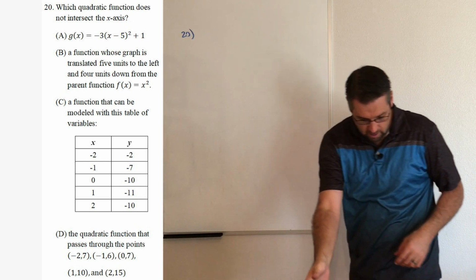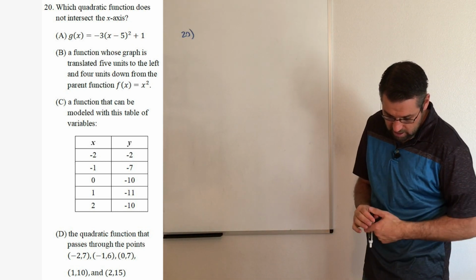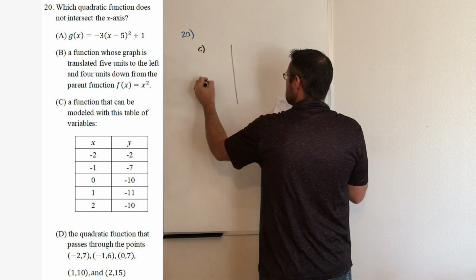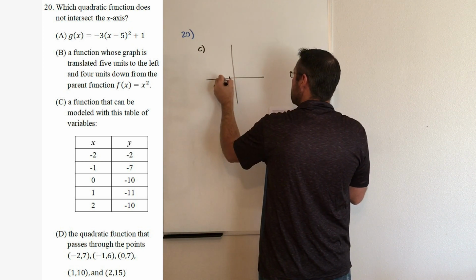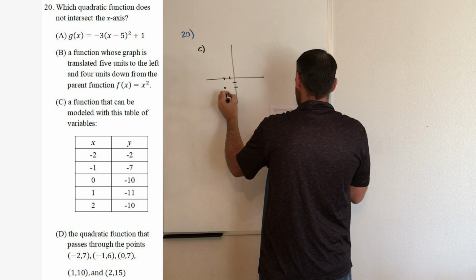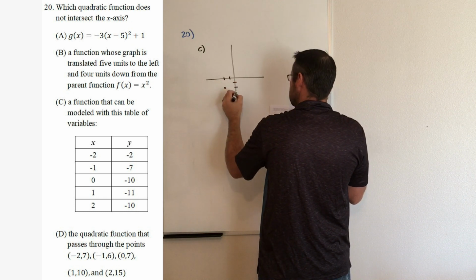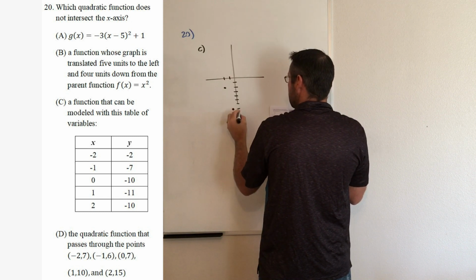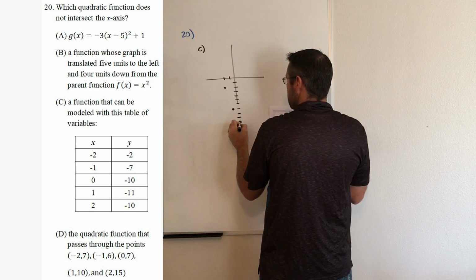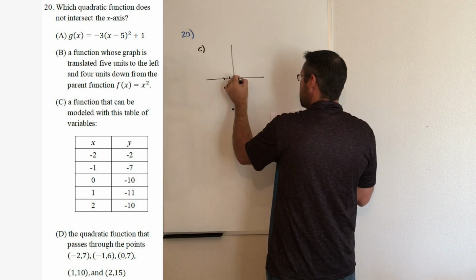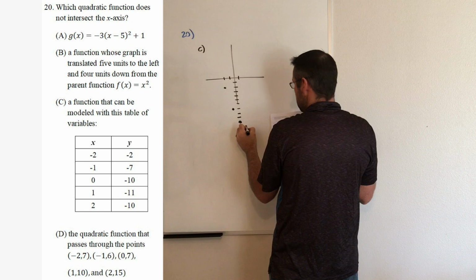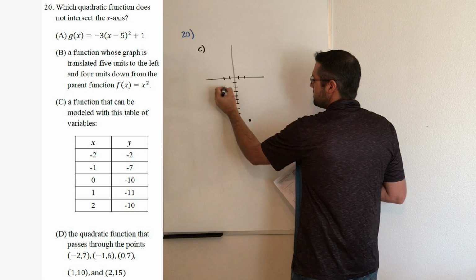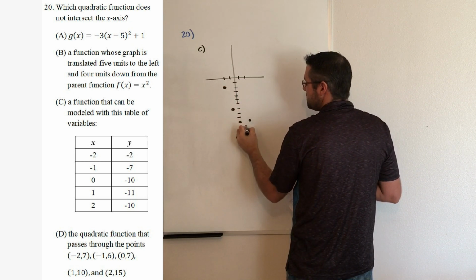Okay. For C, C gives us a bunch of data points. And I guess the best way to look at C would be to plot those points. So for option C, it says negative 2, comma, negative 2 is a point. It says negative 1, comma, negative 7. Okay, so that's down here. It says 0, comma, negative 10. So that's down here. Then it says 1, comma, negative 11. So that's here. And then it says 2, comma, negative 10. So that's here.